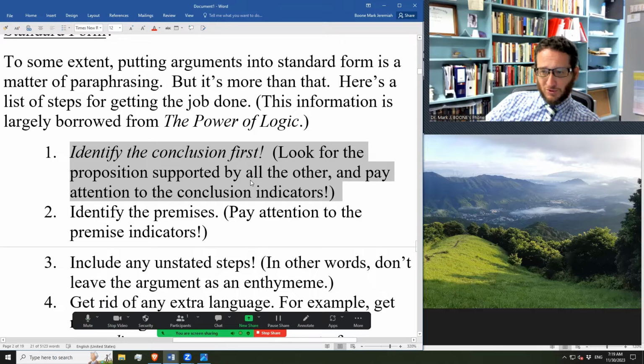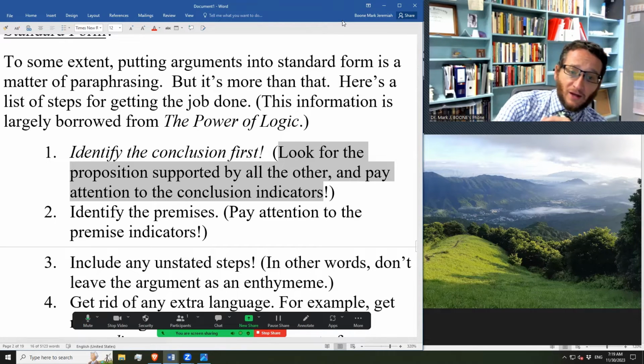And you really should do this first. There are very, very, very few exceptions to the rule. Always identify the conclusion first. Now, how do you identify the conclusion? Well, you can pay attention to the conclusion indicators. That will help. Usually if the word therefore or the word so or the word thus is in an argument, it will signal a conclusion.